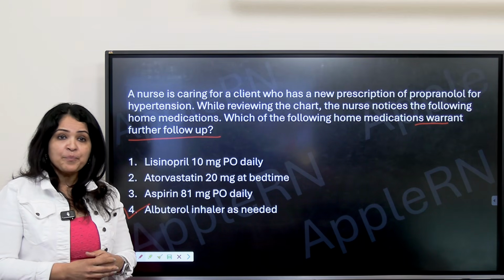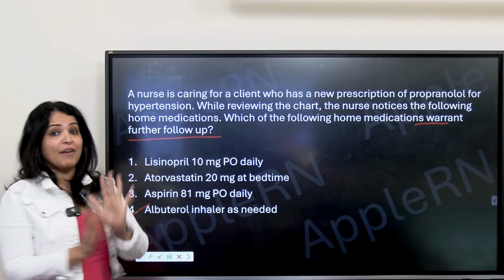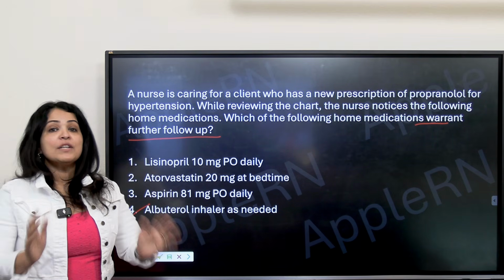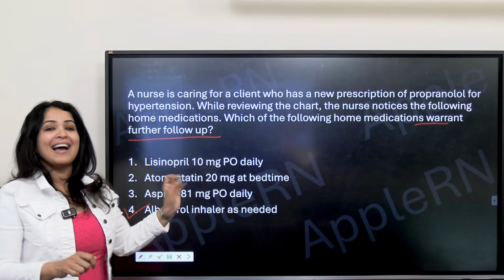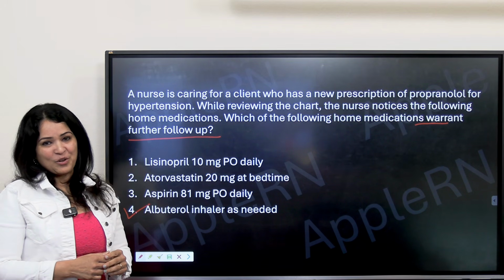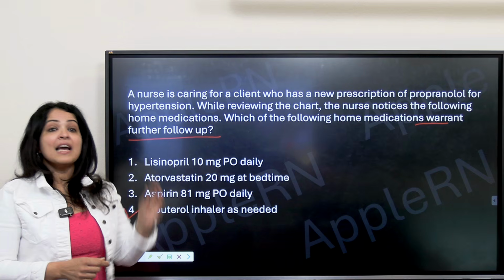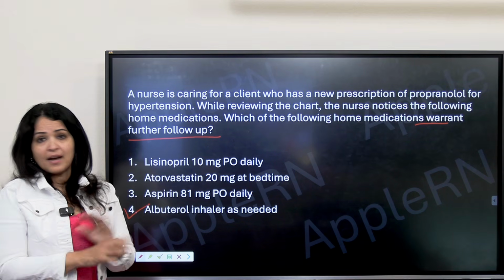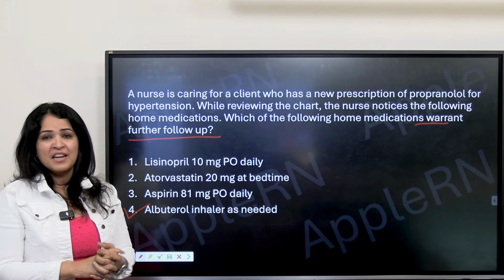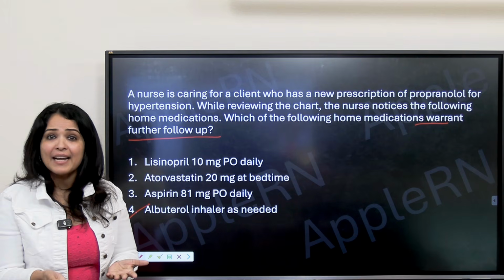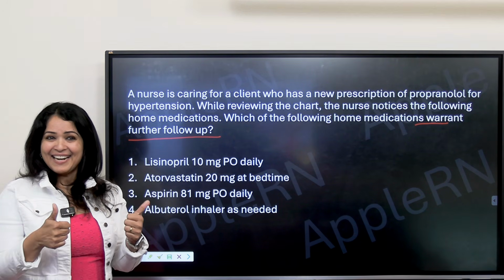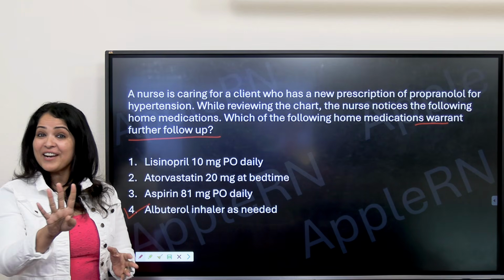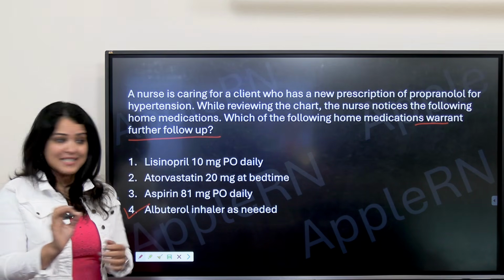So between 1 and 4, if I can choose only one, which is going to be the most important for me at this moment? That's going to be our fourth option. Okay, atorvastatin and aspirin are completely fine. There is nothing we have to be worried about when we are giving propranolol. Are we good? Okay, 4 is the option. So any question on that?